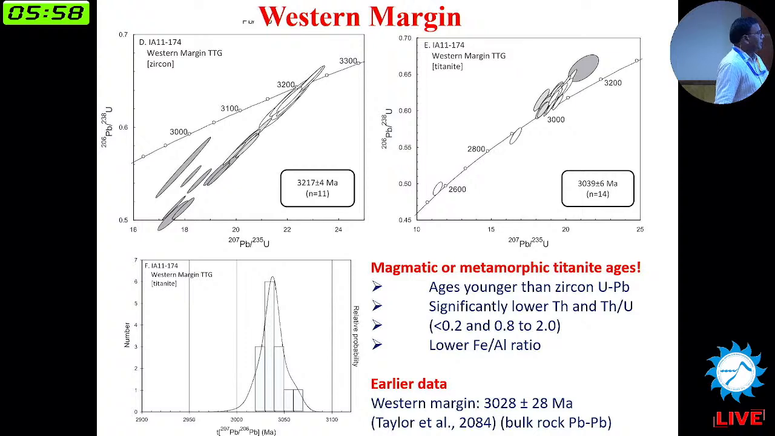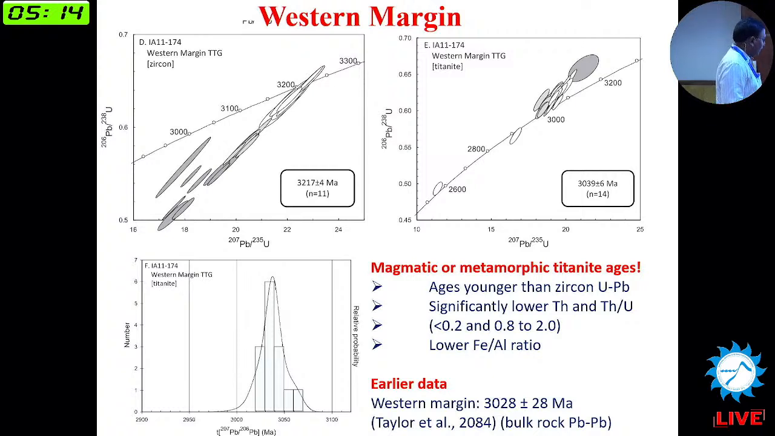Here it is 0.2 for the magmatic, whereas for metamorphic it's 0.8 to 2. And the third way to differentiate between these is a lower Fe by alumina ratio. With these you can clearly differentiate magmatic from metamorphic. Most important, the earlier published data shows that 3028 to 3030 million years is considered the age of the western margin granites. But our data shows that this is the metamorphic event, given by the titanite, whereas we have got a very good 3200 million years. So whatever age was given earlier was really a metamorphic age, not the magmatic age.